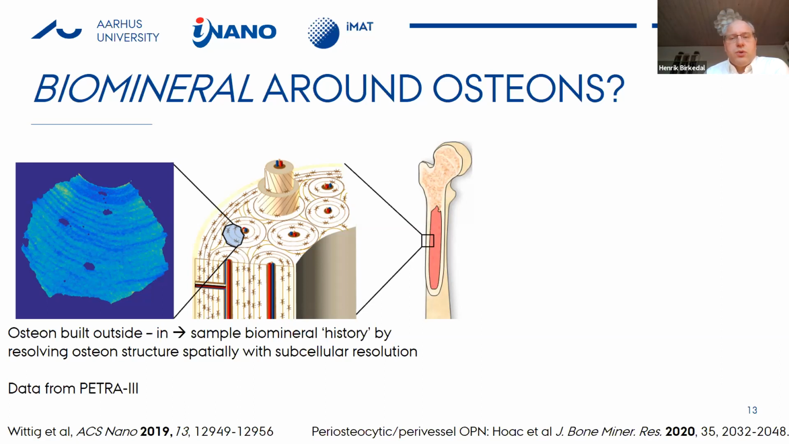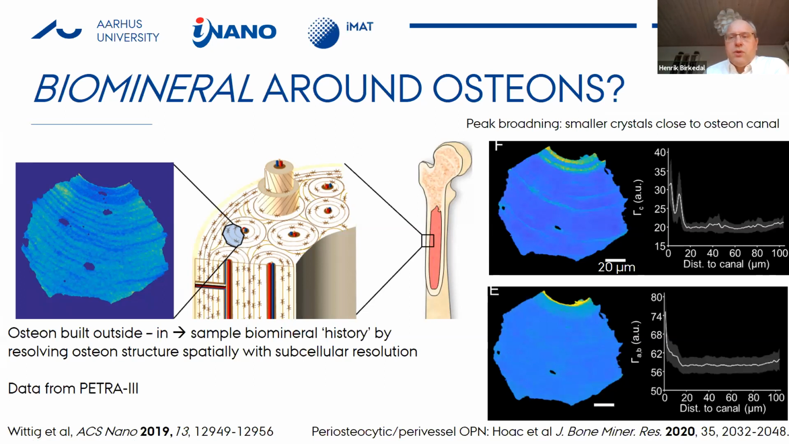And to cut a long story short, we could look at the peak broadening of the diffraction peaks, both corresponding to the broadening along the z-axis and perpendicular to the z-axis. And in both cases, we could see the crystallites close to the osteon canal here and here. They were smaller or had broader diffraction peaks, reflecting that the crystallites most likely are smaller. So why can this be?